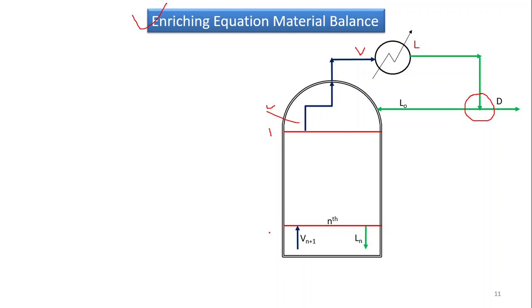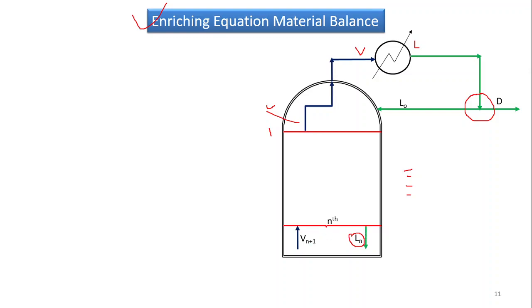Now come to the trays. This is the first tray, then after that there will be a second tray, third tray, fourth tray, and so on. So there are a number of trays in the enriching section. We take any tray and call it the nth tray. It is a general format, small n, the nth tray in the enriching section. This is the generalized format of material balance. For the nth tray, there will be a liquid flowing down, leaving the nth tray, and we call its flow rate Ln.